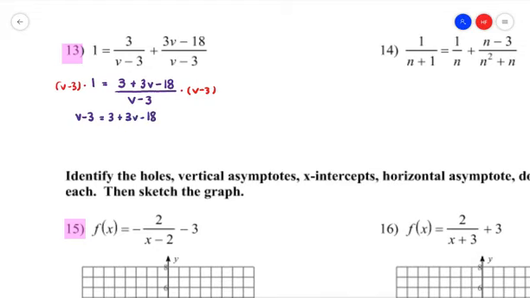I want all my v's on one side, all my numbers on another. So I've got v minus 3 equals 3v minus 15. I just combined the 3 and the negative 18. I'm going to move the v's to the right and the numbers to the left. So I've got negative 3 equals 2v minus 15. Add 15. Negative 3 plus 15.